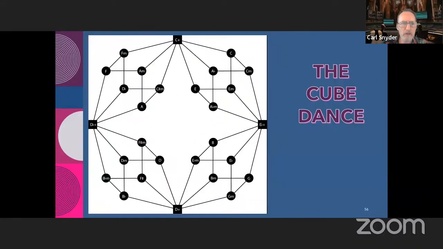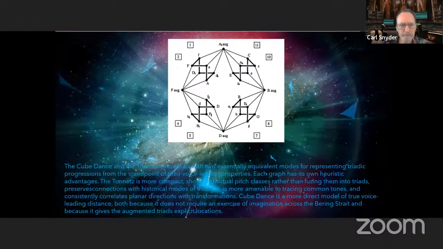And this gives us the cube dance, which is the new iteration from the Neo-Riemannian world, figured out by Jack Douthett. And that's what it looks like. So how does this line up with the Tonnetz?